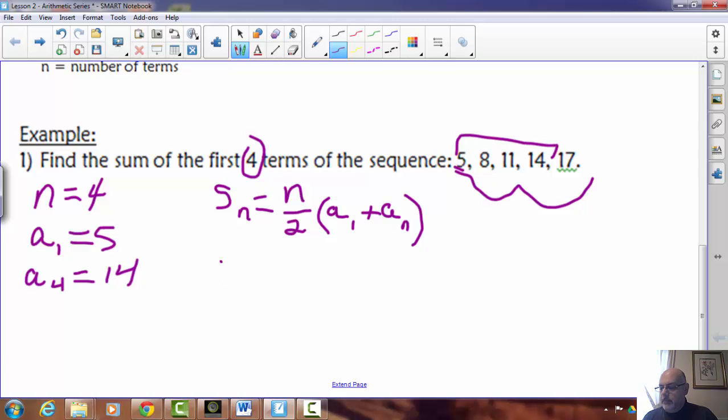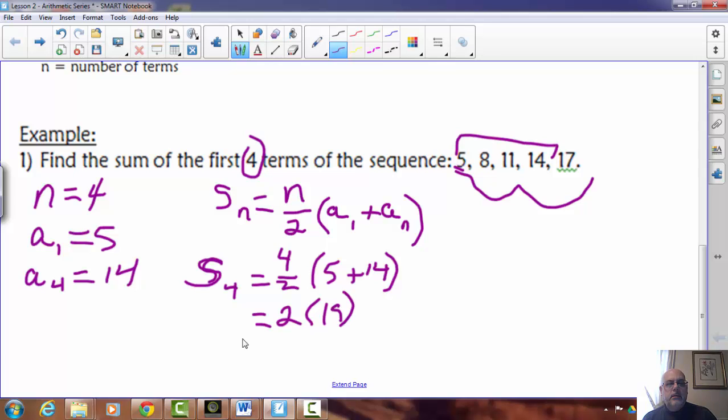Okay. So if we look at the formula, we want the sum of the first 4 terms, that's S sub 4, equals 4/2 times 5 plus 14, so it's 2 times 19, so the sum of the first 4 terms is 38.